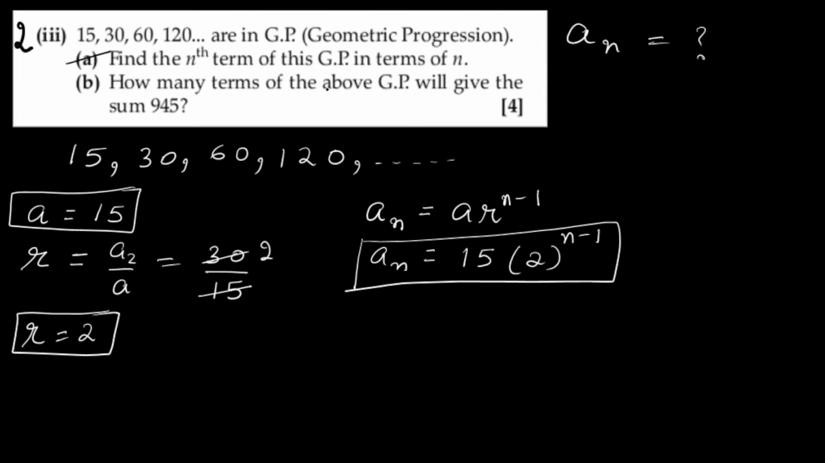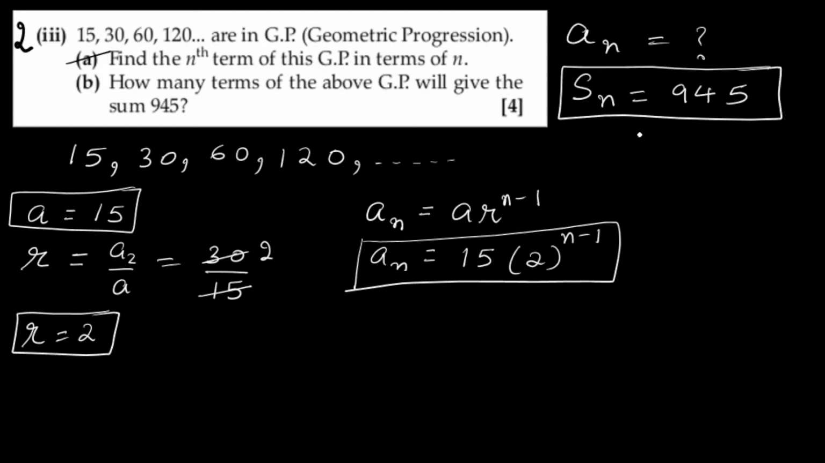How many terms of the GP will give the sum 945? So the sum is given to us, Sn is equal to 945. So how many terms, or which term, or does this term belong to this sequence? In these types of questions we have to find n. So remember the keyword: if it says how many, that means we have to find n.